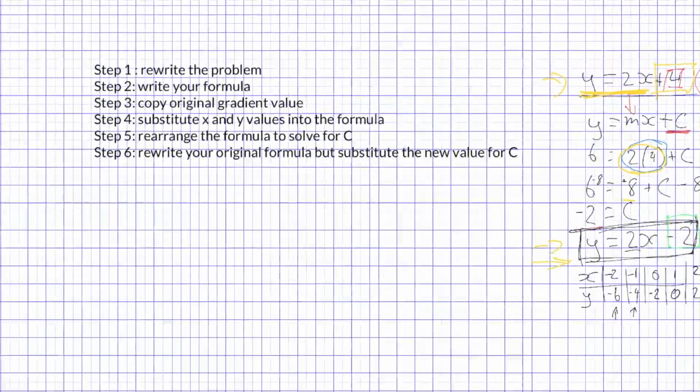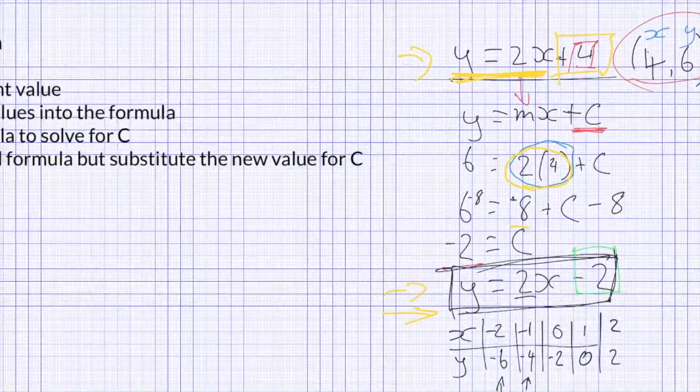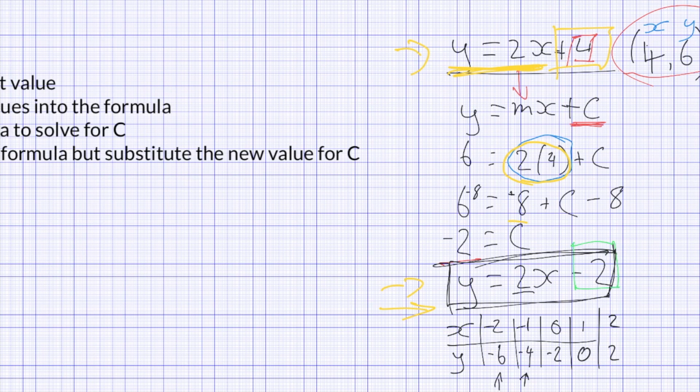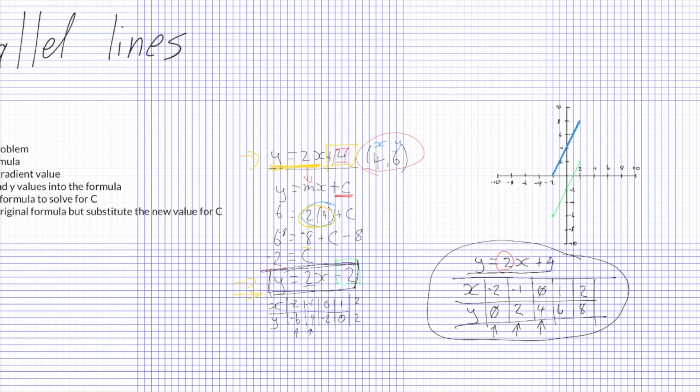That is your step-by-step 6 steps to identify the formula of a parallel line on a Cartesian plane. Because if you go then and use that formula, like we did here in our last example, you end up with a parallel line over there. So you can see we've got our blue line, that's our original one, and our green line, that's our new parallel line.